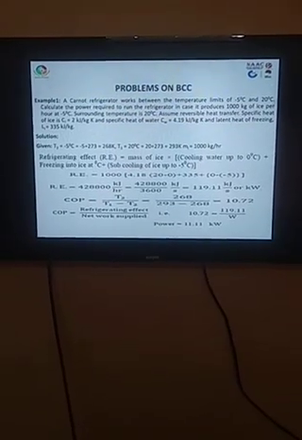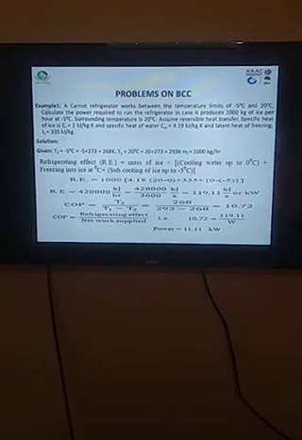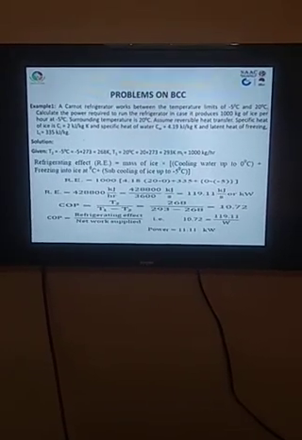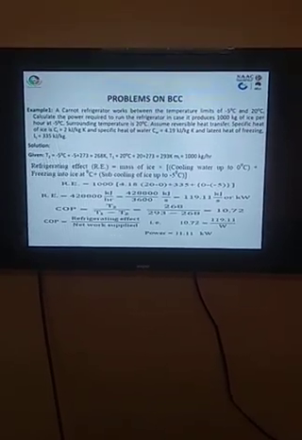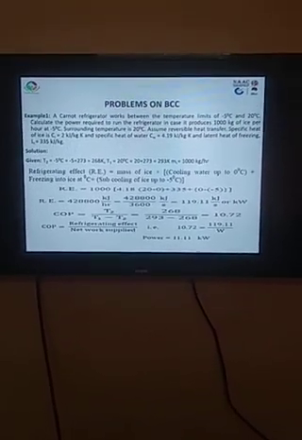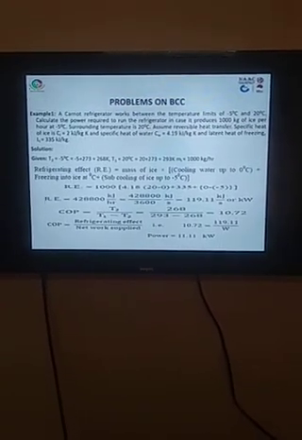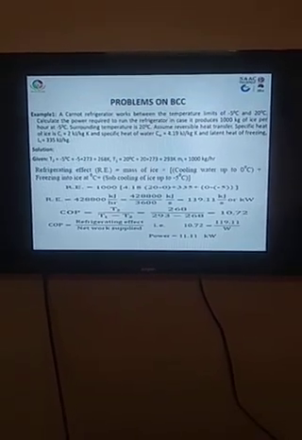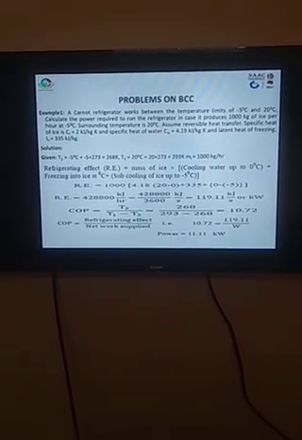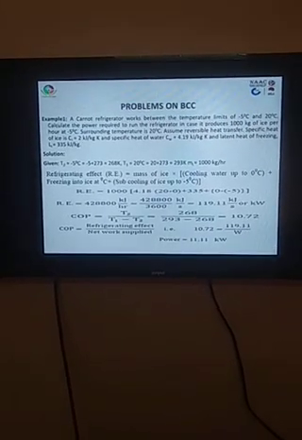Next, the COP is calculated as lower temperature divided by the difference of higher temperature minus lower temperature. That is T2 divided by T1 minus T2. If we put the temperature values as 268 for T2 and 293 for T1, the coefficient of performance for this particular example comes as 10.72.